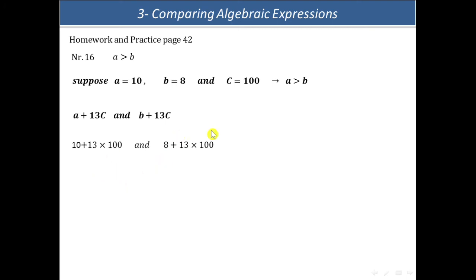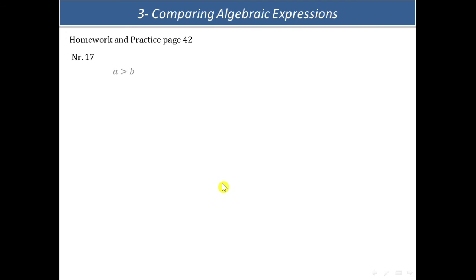Let us see. After I substitute these values into both expressions, I shall have 1310 on this side and 1308 on the other side, the B side. So that means my conclusion is that A plus 13C is bigger than B plus 13C. That's all. Okay, let us find number 17.